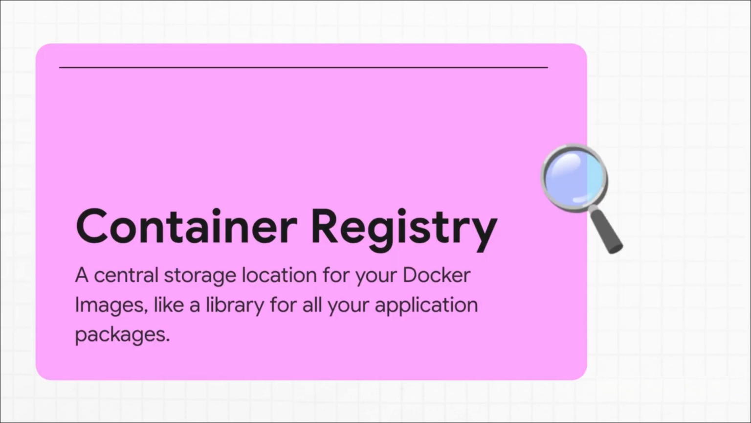So that central library I mentioned, it's called a container registry. Honestly, the easiest way to think about it is like GitHub, but for your built application images instead of your source code. It's just a place to store and version control all your packages. Docker Hub is a huge public one, but every single cloud provider offers their own private one for you to use.